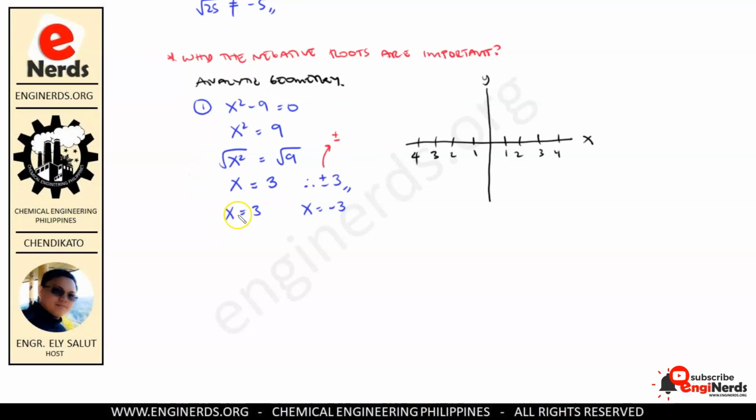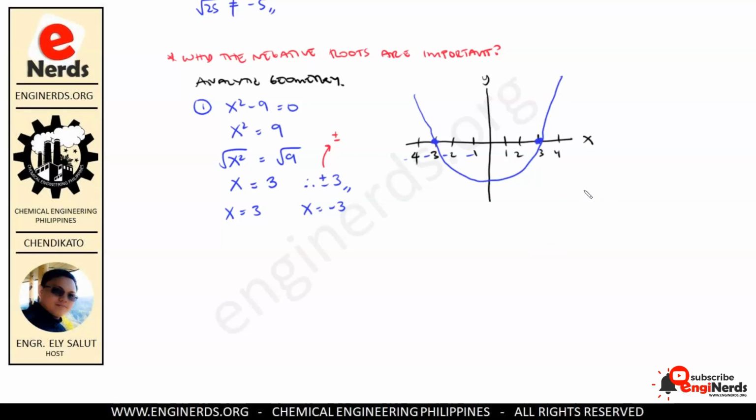Okay, so now we have an x value equal to 3 here. So I will put this on the graph. And you also have a value of negative 3, which is here. These are all negative numbers, no? So this will be on this area. So we'll have a graph here like this. Okay? So that's how important it is.